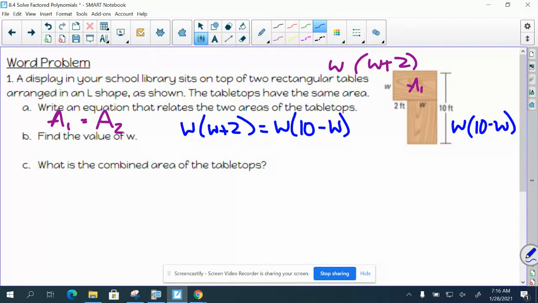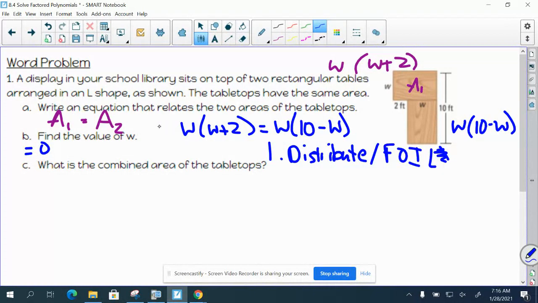Now if we want to find the value of W, the idea is to get your equation equal to 0 and use the zero product property that you learned last week. In order to get the equation to 0, we're going to have to simplify and get rid of the parentheses. So the first step is to distribute, or FOIL. In this case, just distributing is the correct method because we don't have binomial times binomial. So we'll distribute the W into the parentheses on both sides.